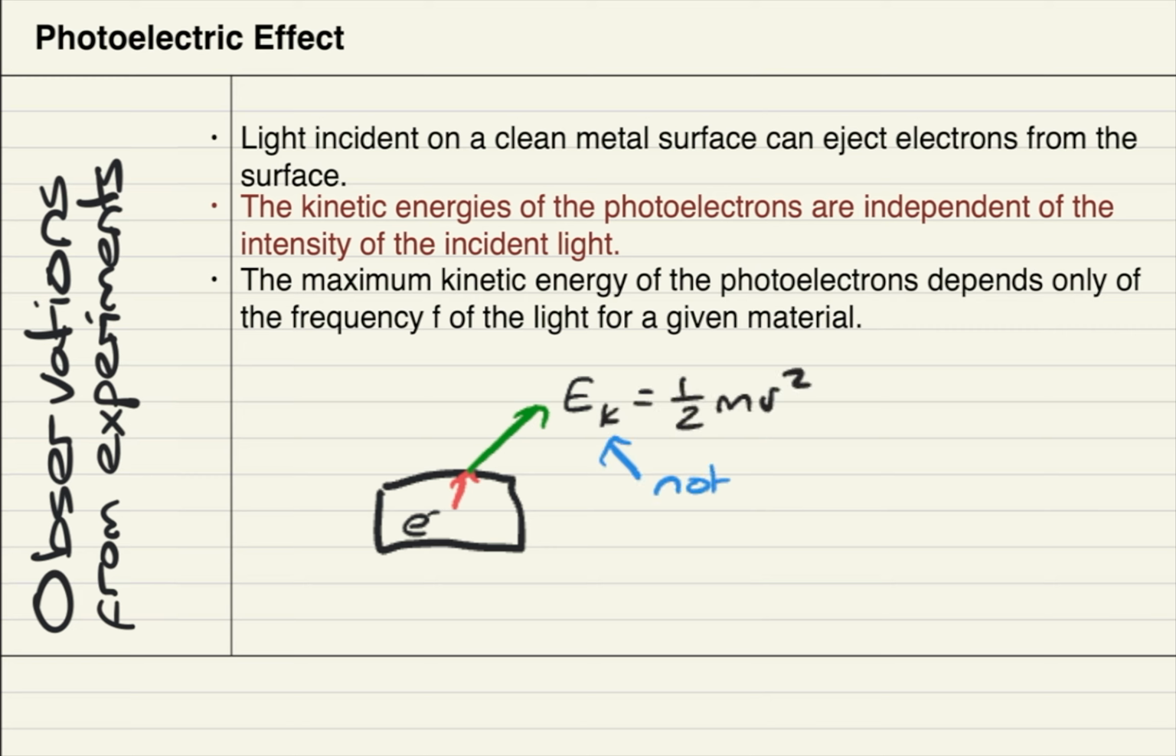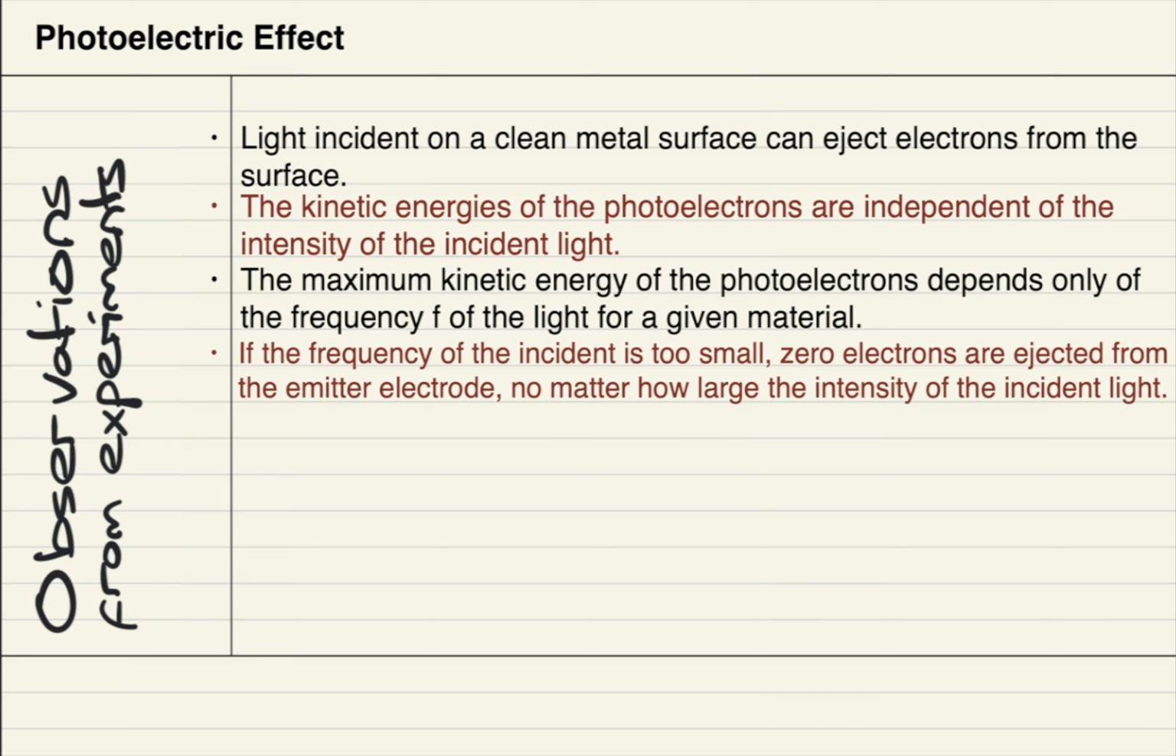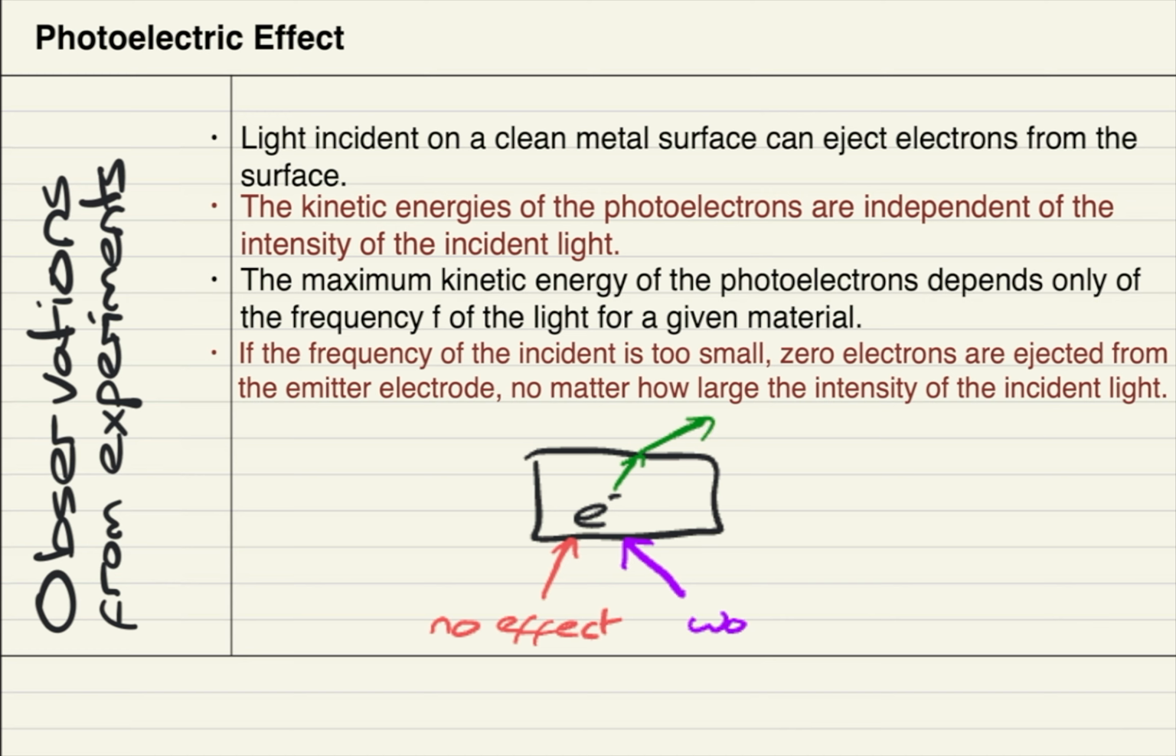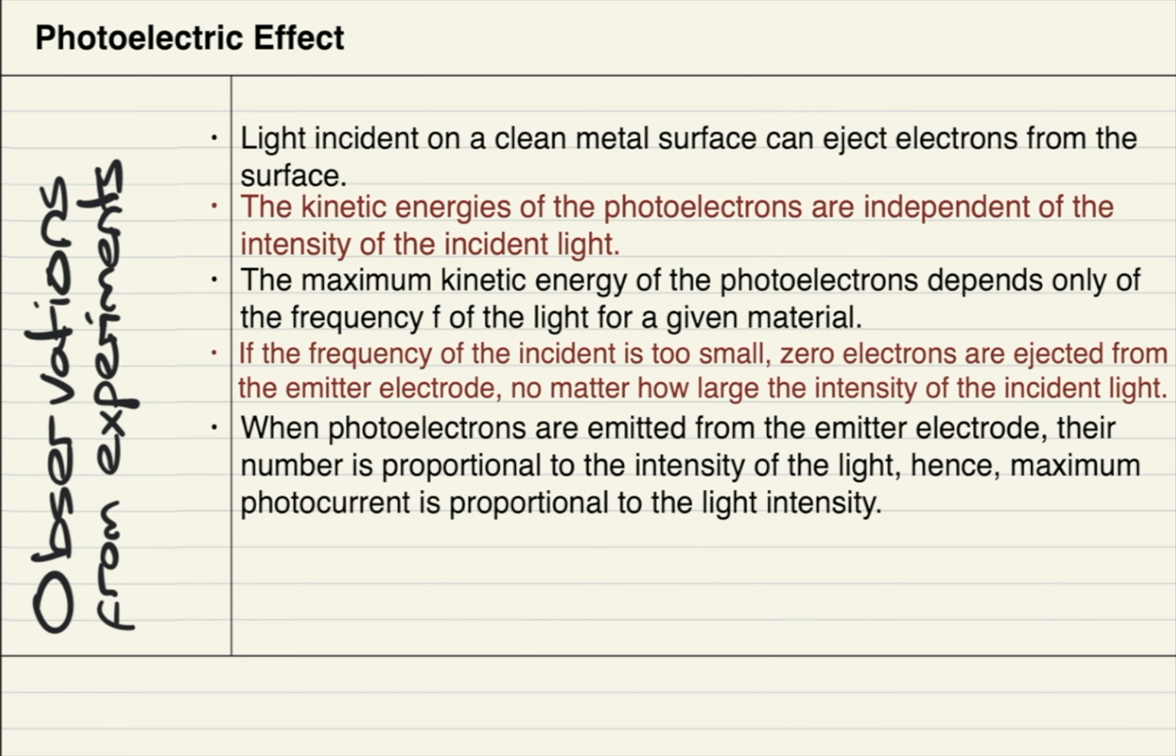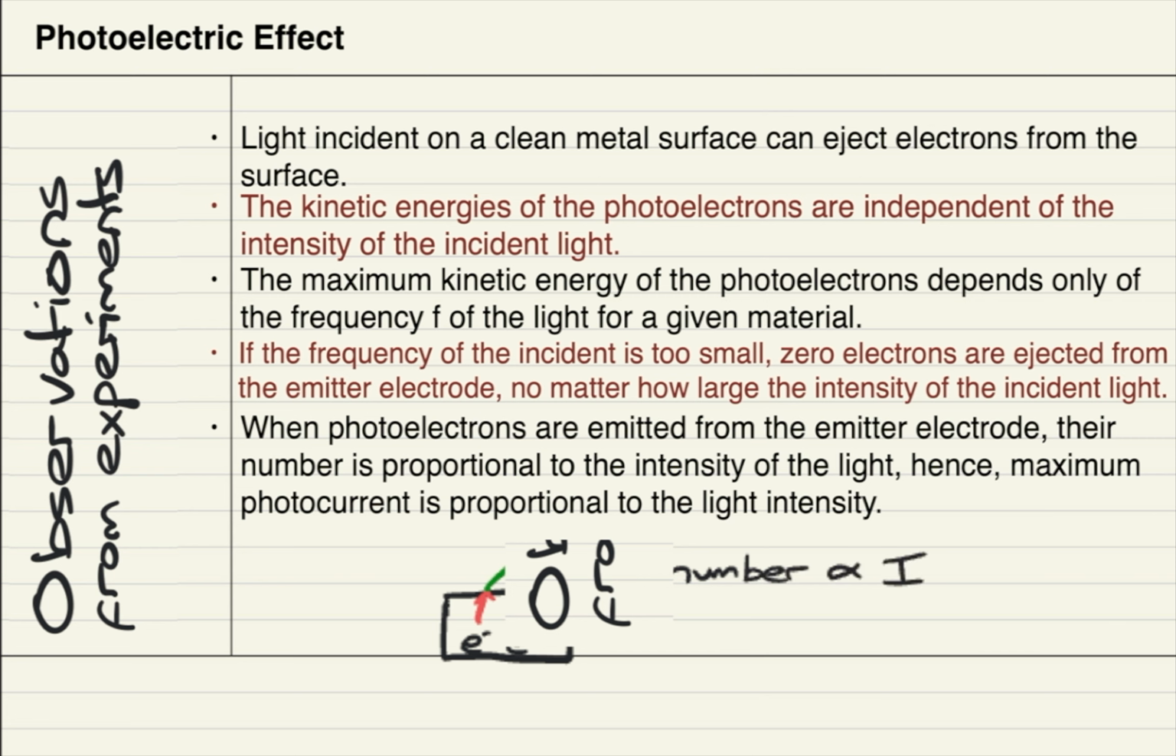If the frequency of the incident light is too small, 0 electrons are ejected from the emitter electrode, no matter how large the intensity of the incident light. This is what we saw earlier, with the UV light discharging the electroscope, but the red light failing. When photoelectrons are emitted from the emitter electrode, their number is proportional to the intensity of the light, hence maximum photocurrent is proportional to the light intensity. All that's saying is a brighter light increases the current.